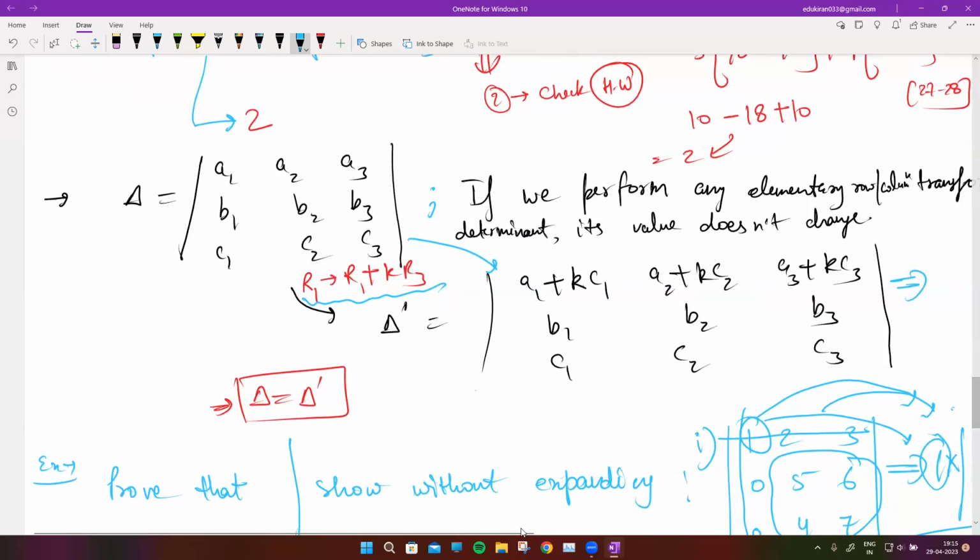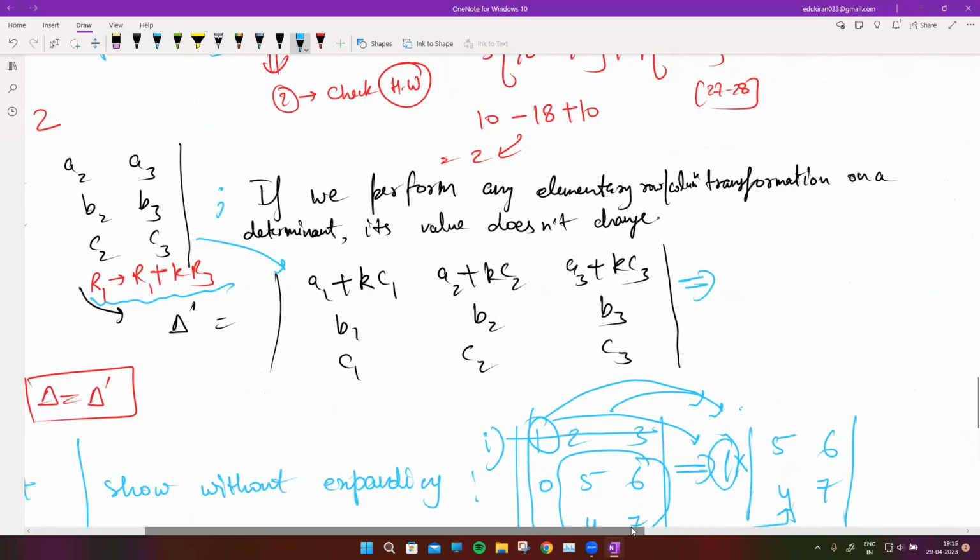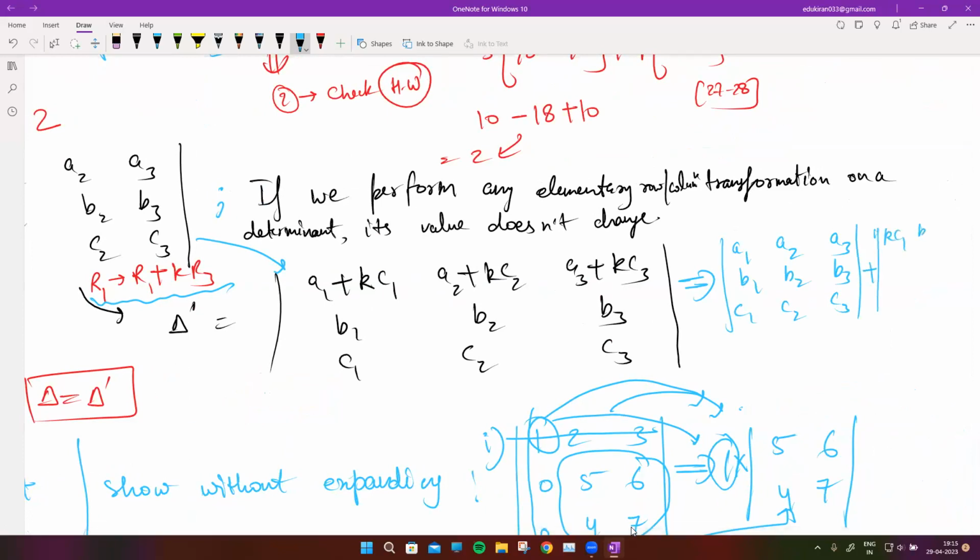Let's check this out. So I can definitely write this delta dash as the sum of two determinants. One is A1, A2, A3, B1, B2, B3, C1, C2, C3 plus K times C1, K times C2, K times C3, B1, B2, B3, C1, C2, C3. You can see that row 1 and row 3 are proportional. You can take K common, then row 1 and row 3 will be the same. So this whole determinant is actually 0.